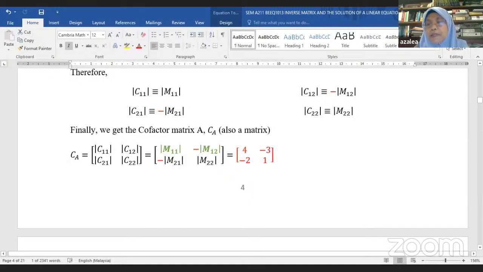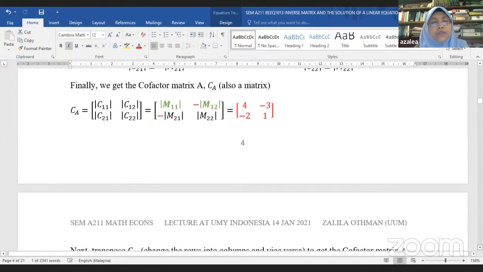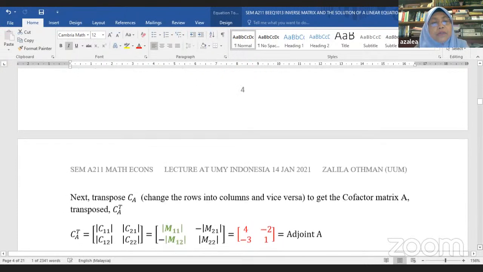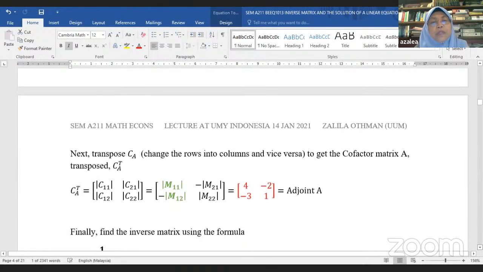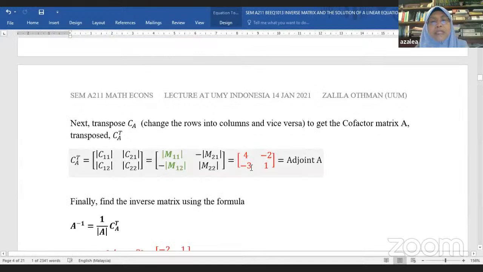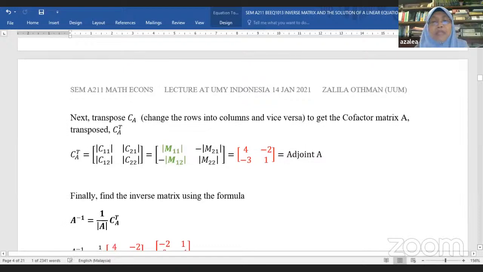Next, in the formula, we need to transpose. To transpose, we just change the row into column and column into row. This is what we will have: 4, minus 2, minus 3 and 1. The cofactor transpose is also called the adjoint of matrix A. This is another name.